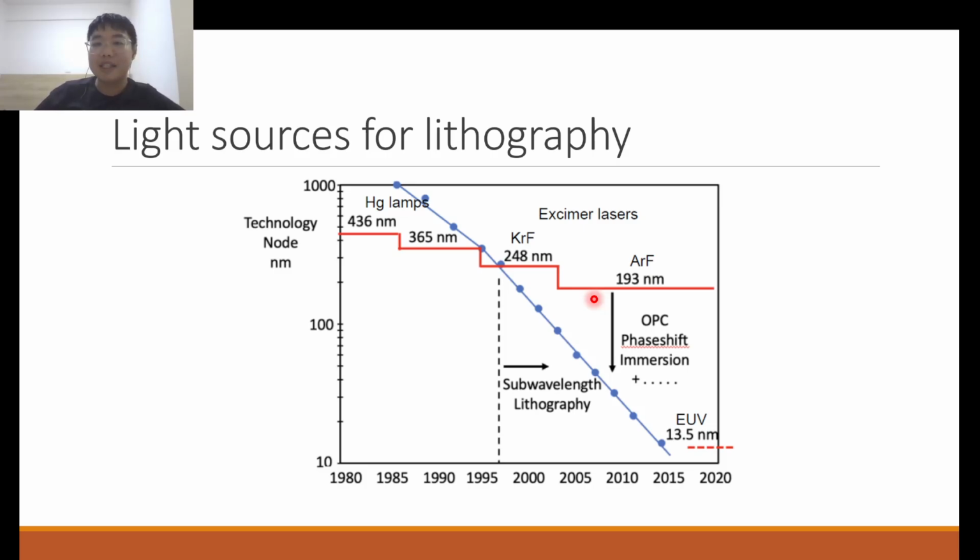Excimer lasers come in two types that result in two different wavelengths. One of them is 248 nanometers. The other one is 193 nanometers. And excimer lasers are sometimes what we call DUV, deep ultraviolet wavelengths of light source.